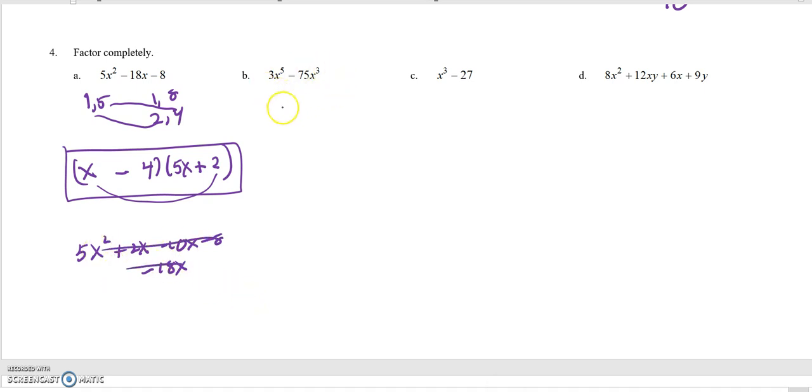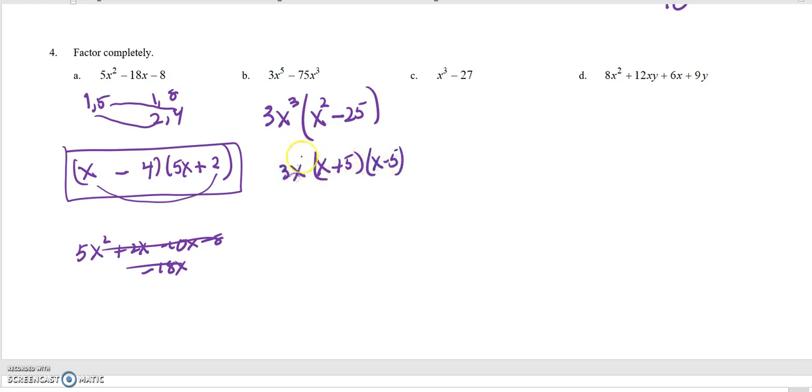Here we can factor out. That should always be our first option. Can we factor something out? We can take out that. So we have x squared minus 5. That'll factor farther. X plus 5, x minus 5.